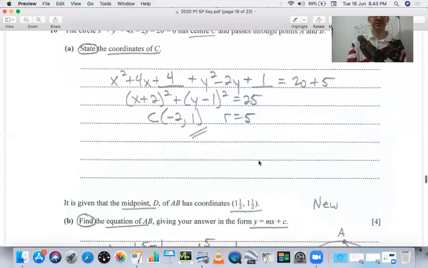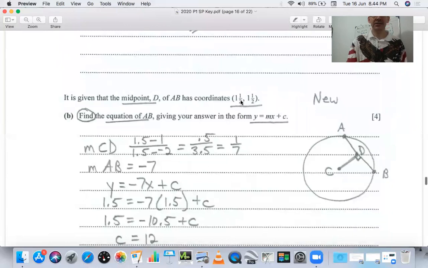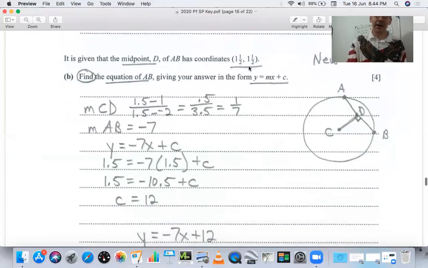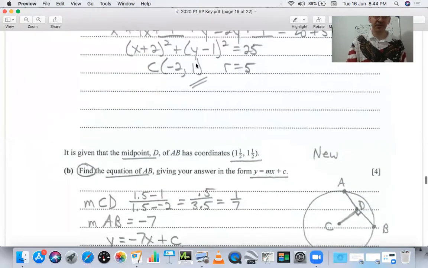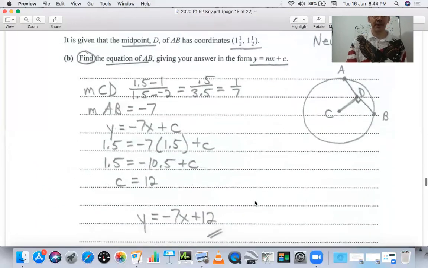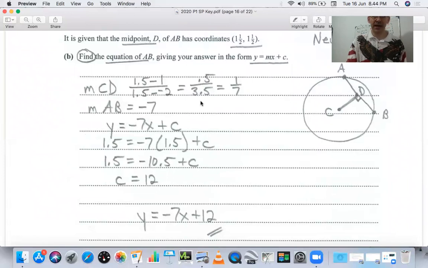We already found C up here, (-2, 1), and D is given right here, (1.5, 1.5). So we take our y value, 1.5, minus the 1 from the center, and 1.5 minus the -2, and that gives us 0.5 over 3.5, which reduces to 1/7. If you move the decimal over, it's 5 over 35, which is 1/7. This is perpendicular, so the negative reciprocal, -7, will be our slope for AB.